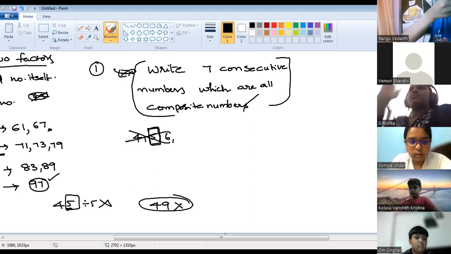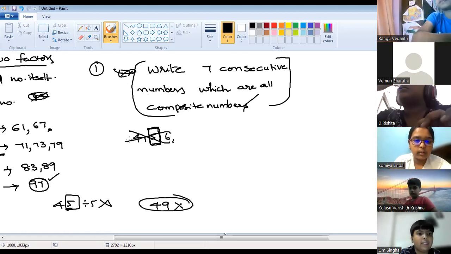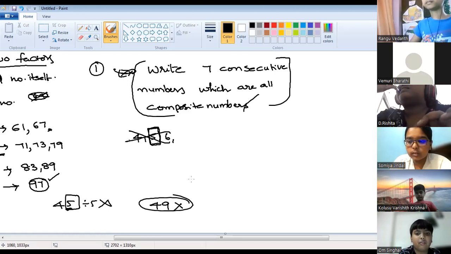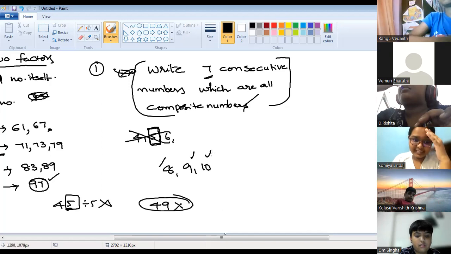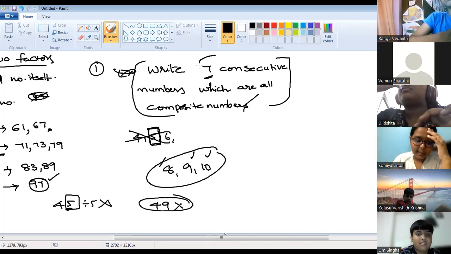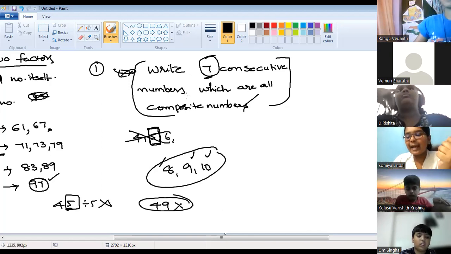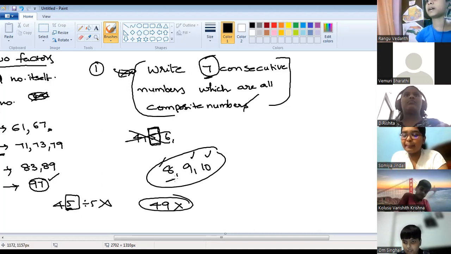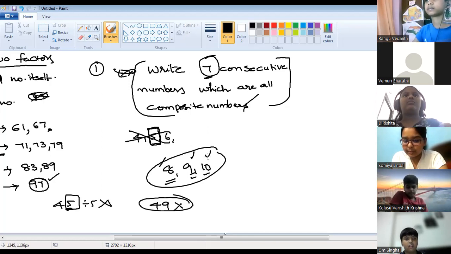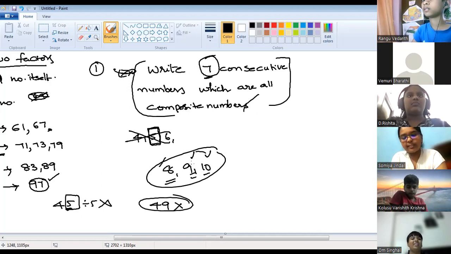Come on, think like that. Ma'am, 8, 9, 10. I need 7 consecutives, not 3. 8, 9, 10: this is composite, this is composite, this is composite. But I need how many? Ma'am, but 7, how will it come? 8, 9, 10 is consecutive, but only 3. They need 7.